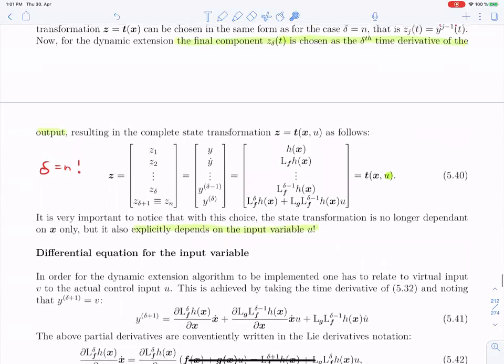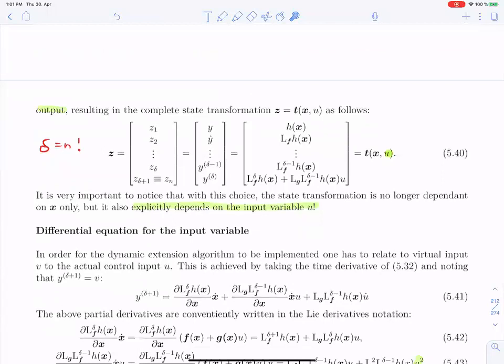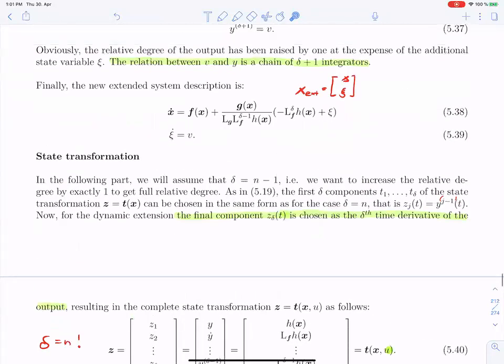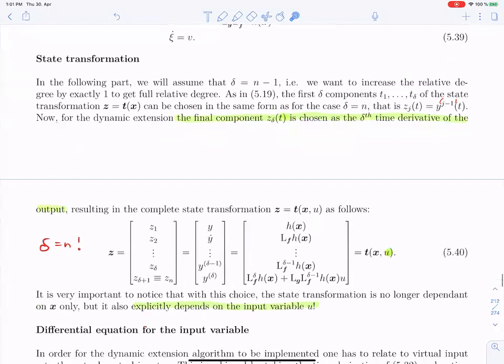Okay, so the essential question is, how are we going to determine the input variable? And now this is the remedy. If you want to, things become a little bit more complicated. In order to do so, we actually take this equation here. So this is our equation that relates a certain derivative, in this case the nth derivative of the output, to our virtual input. We assume that we know this, and now we have to relate it to the actual physical input. And how do we do this?